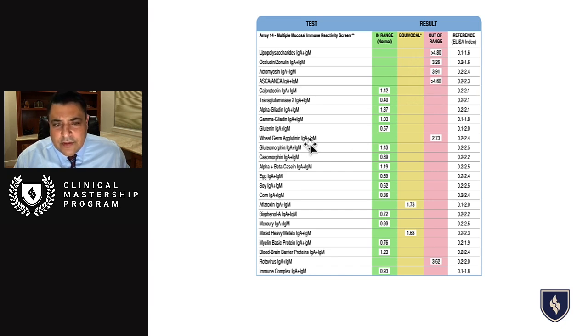Their wheat germ agglutinin is high, so they're reacting to the lectin portion of wheat very, very seriously. So they could do much worse with sprouted grains, for example, because of the lectin content of sprouted grains. Their alpha toxin is a little high, so this could be some things in their food that they're having immune responses to, and you definitely want them to avoid foods that are stored in bins or in bags for long periods of time.